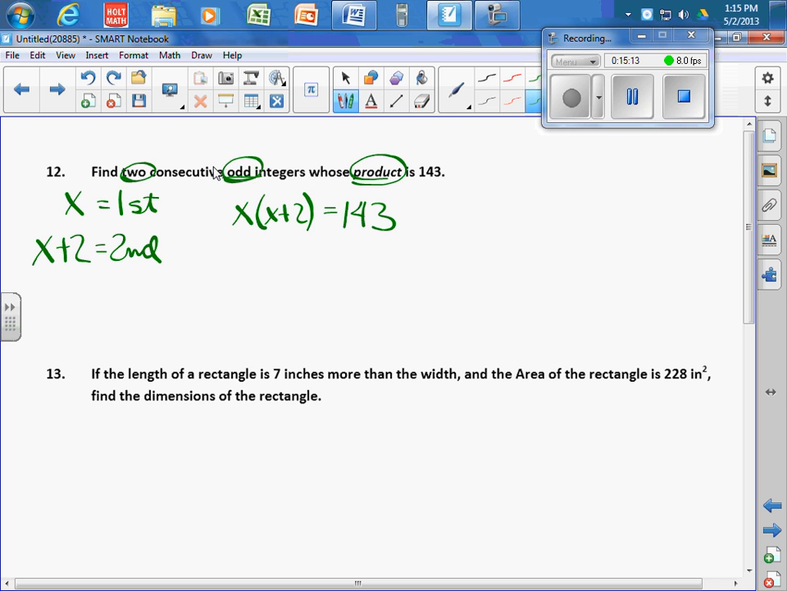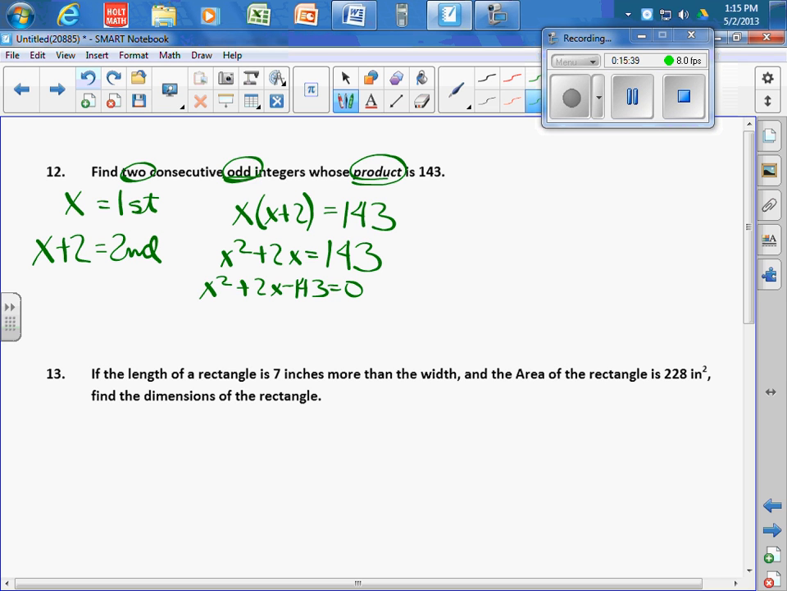Now, we can't do anything with this problem because of the parentheses, so we have to clear the parentheses first. Use the distributive property. X squared plus 2x is equal to 143. What kind of equation do you have here? Quadratic, right? So how do you solve a quadratic? Well, you need 0 on one side, so subtract the 143 from both sides.